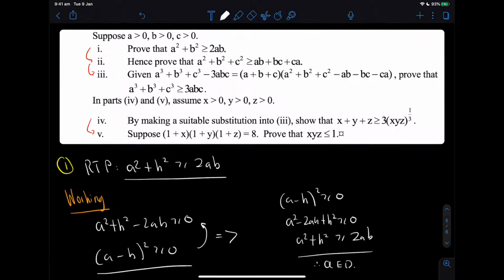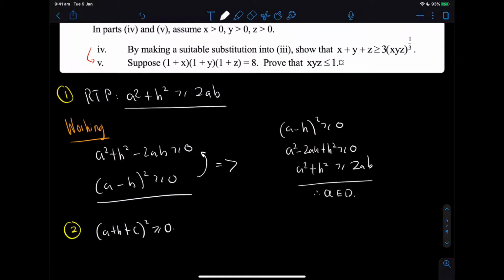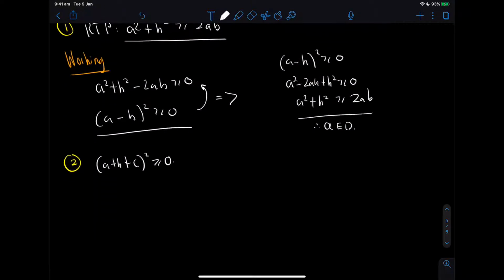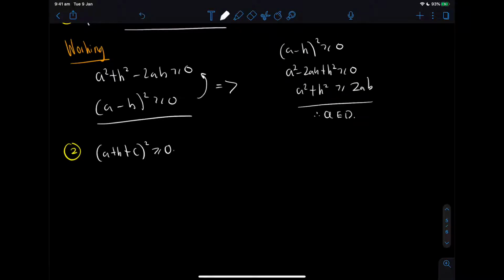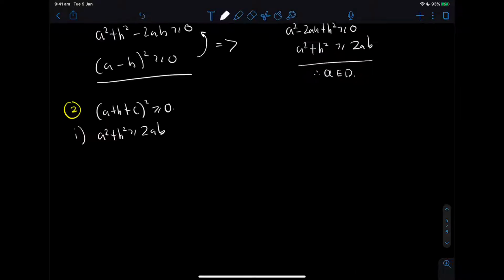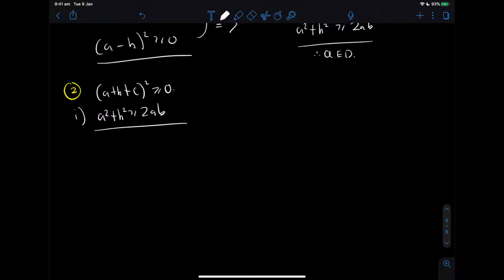Another way we could go about it is using part I. In part I, we proved that a squared plus b squared is greater than or equal to 2ab. Using that same logic, we can use that to prove this. So a squared plus b squared is greater than or equal to 2ab. Cool. So a and b don't mean anything. They just stand for numbers, right? So technically I can interchange them as I like.